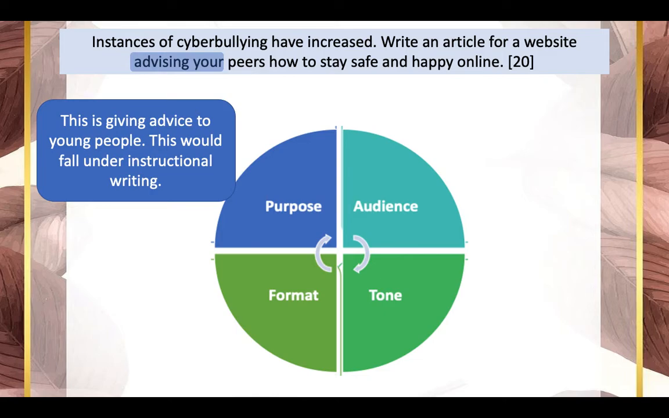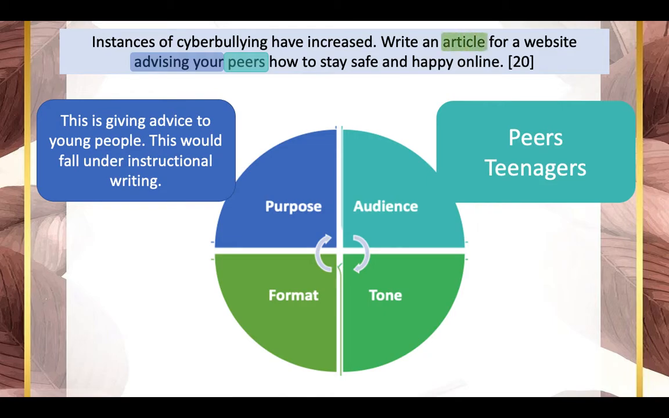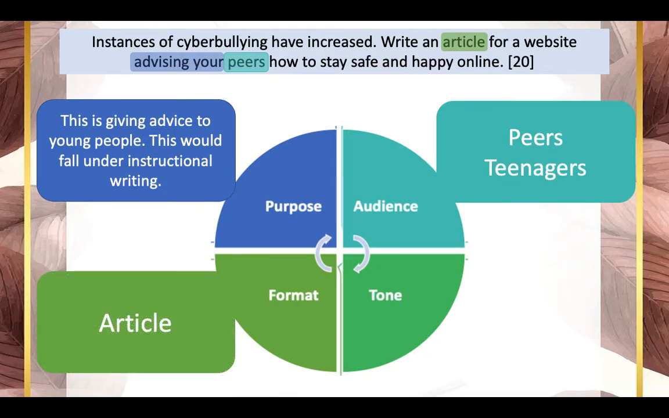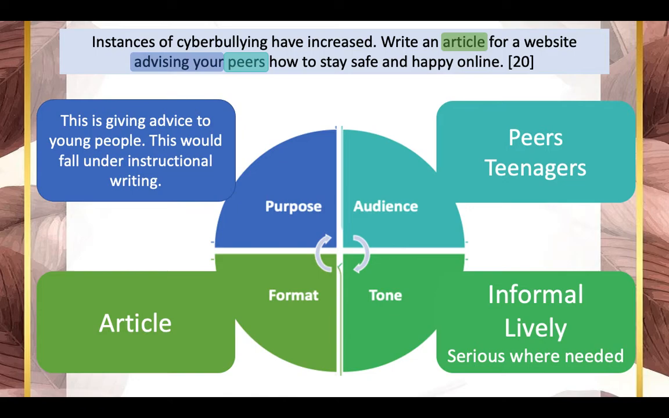This would fall under instructional writing. You're telling them, you're instructing them what to do or how to behave or how to feel. The audience then is your peers, so teenagers, people the same age as you. Our format, we have our text type in the instruction here. We are being told that it's an article, specifically for a website. And based on these 3 things then, our tone is going to be informal.